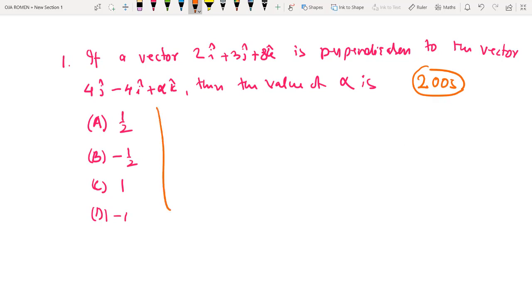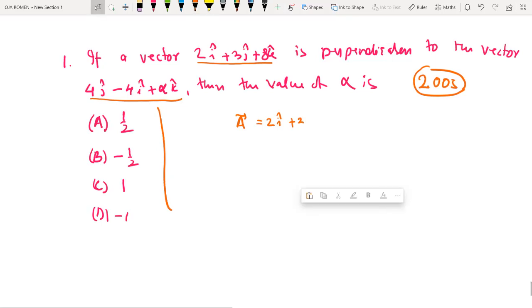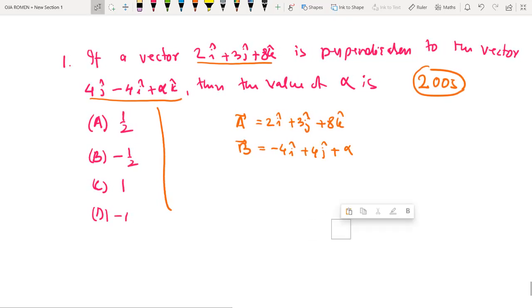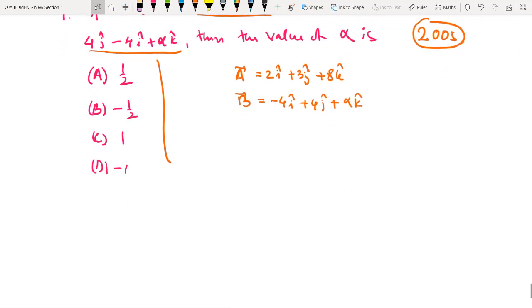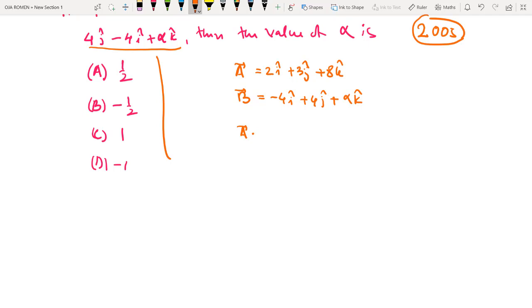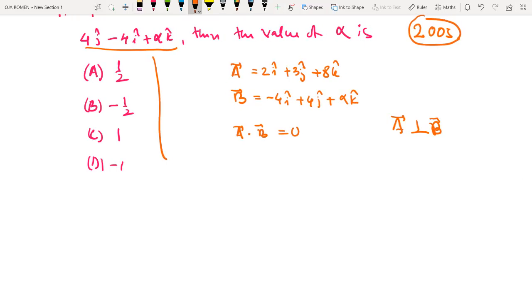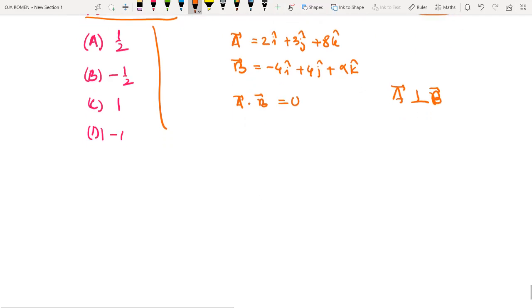So the vector A equal to 2i plus 3j plus 8k, B equal to minus 4i plus 4j plus alpha k. Then A dot B equal to 0 because A is perpendicular to B only. So the angle between A and B is 90 degrees, so A dot B will be 0.